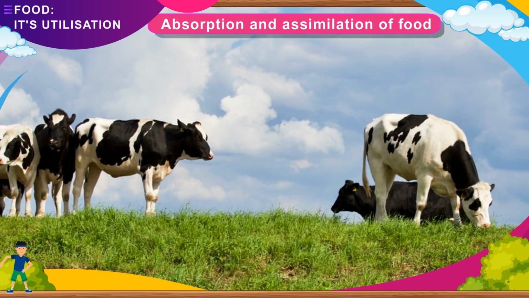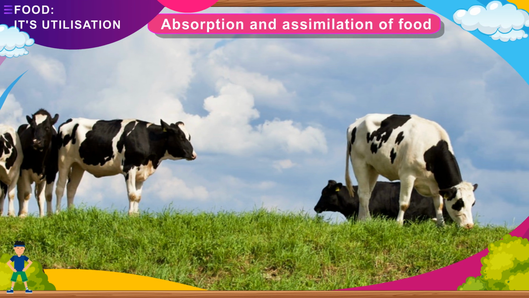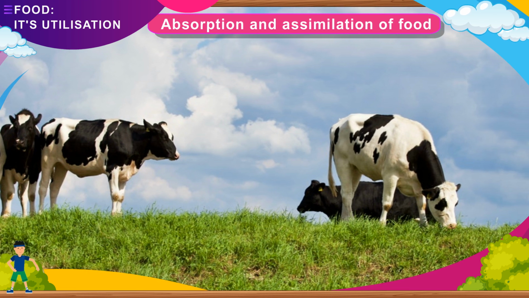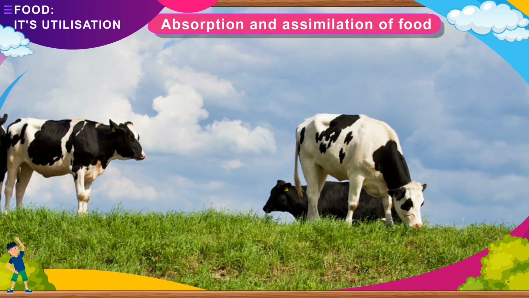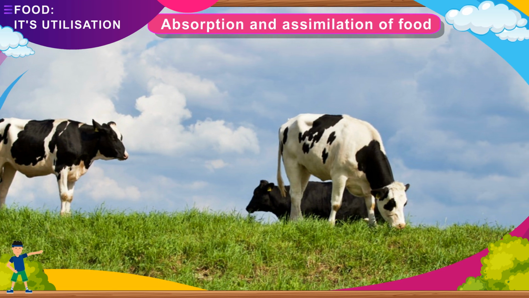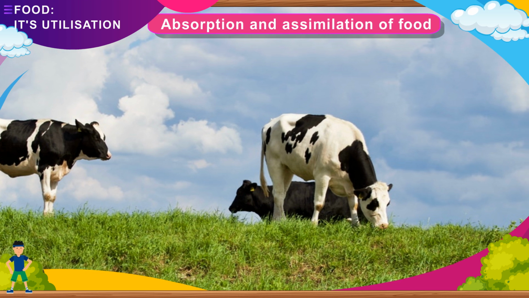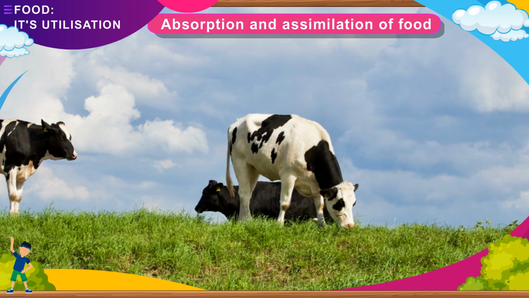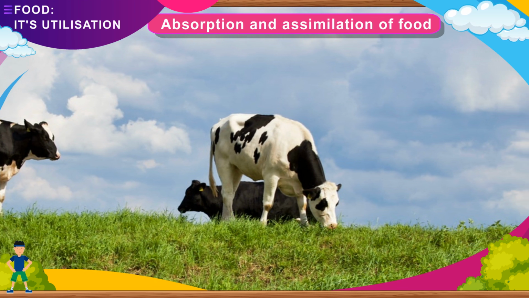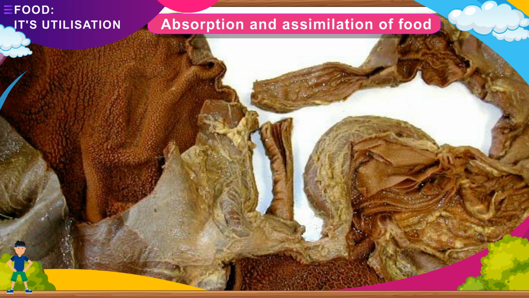Absorption and assimilation of food. After digestion, the digested food has to be made available to each and every cell of the body for carrying out the normal life activities. The digested food from the intestine passes into the blood vessels through finger-like projections in the lining of the small intestine. These projections are called villi. The villi are lined from inside by a number of blood vessels, and digested food passes into the blood vessels by the process of diffusion.